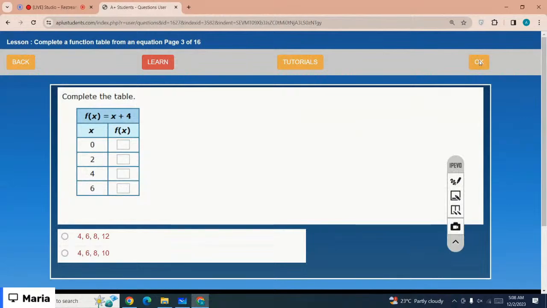Okay, the next one is complete a table. You can evaluate the values in your notebook and write the answers in the chat box. The function is f of x equals x plus 4. So which is the correct option? Yes, the correct option is the second one. That would be 4, 6, 8, and 10. Option number 2 is the correct option.